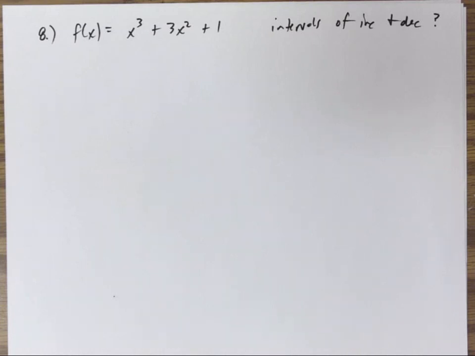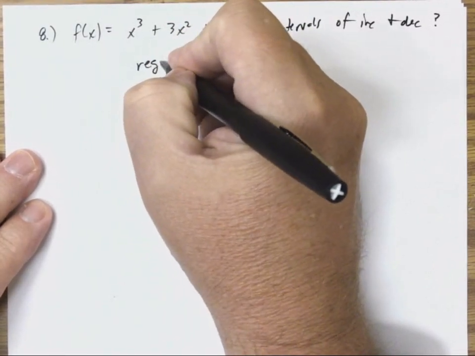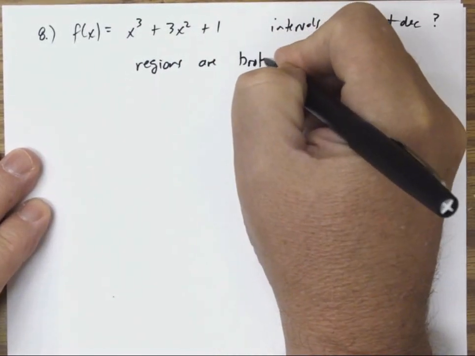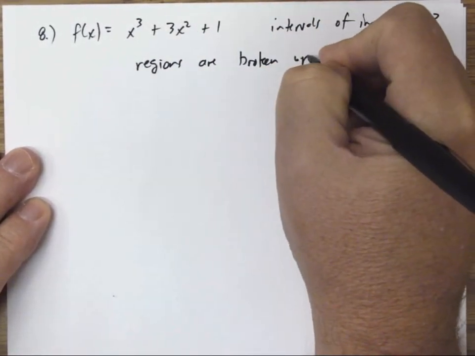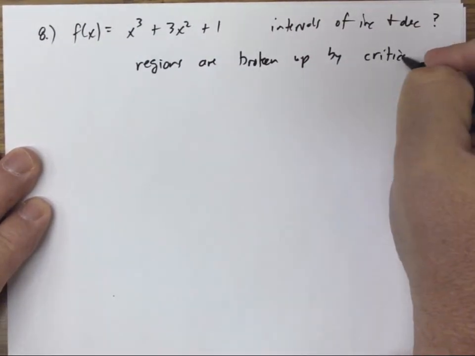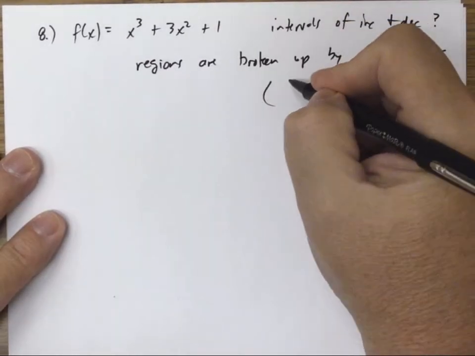Now the way we figure out the regions are broken up by what we've been calling those critical points. And usually there's two sources of critical points. Just say it again here.